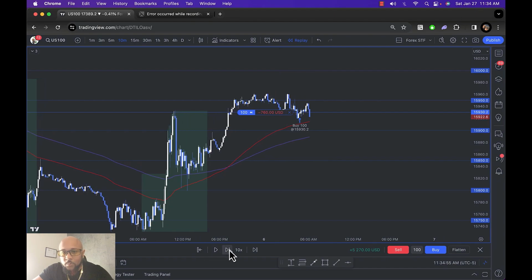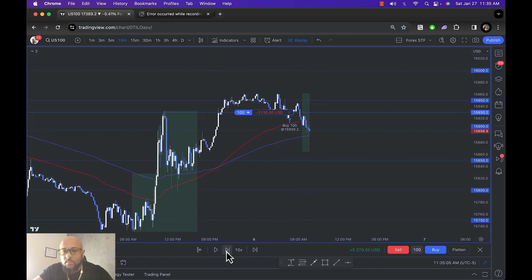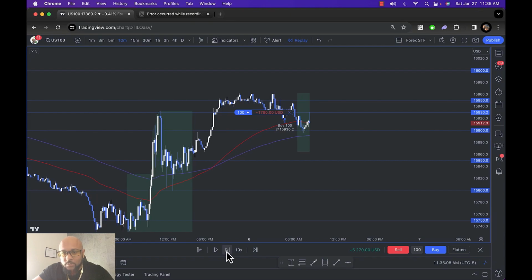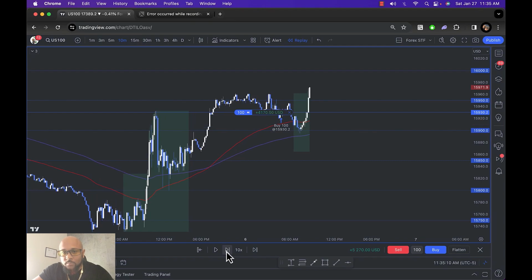Be very careful because usually also when you have an institutional level so close, it can actually reject the institutional level and go the other direction. But let's be patient. Let's see if it's going to stop us out or hit TP1. All right, so it's in profit, and I'm pretty sure that it's TP1 already.